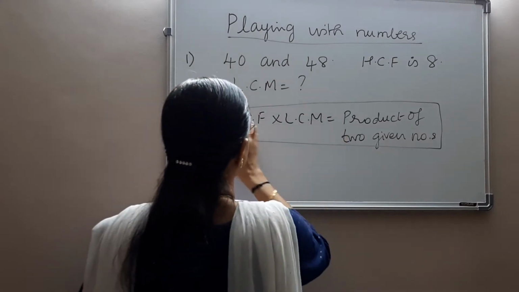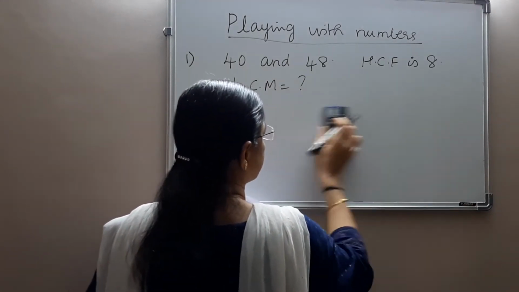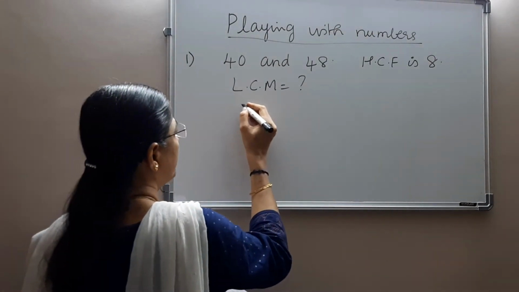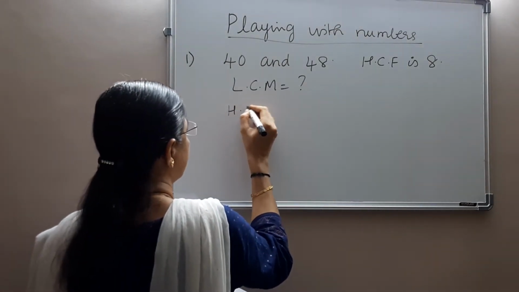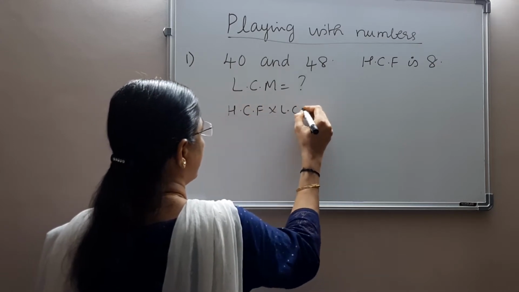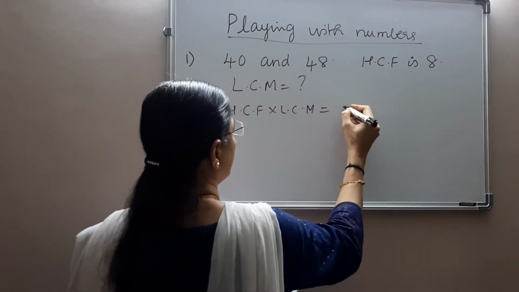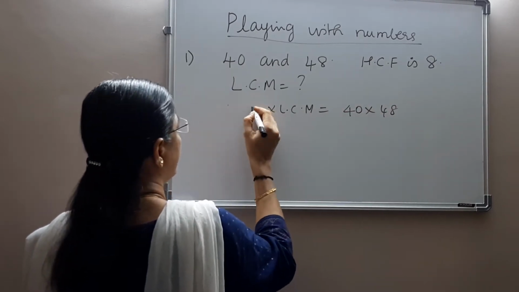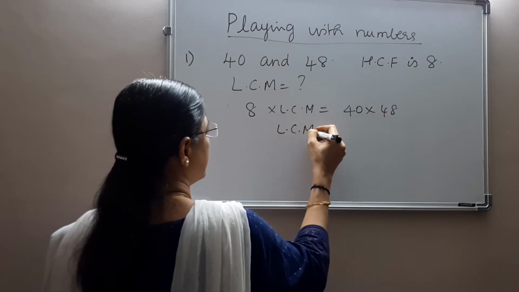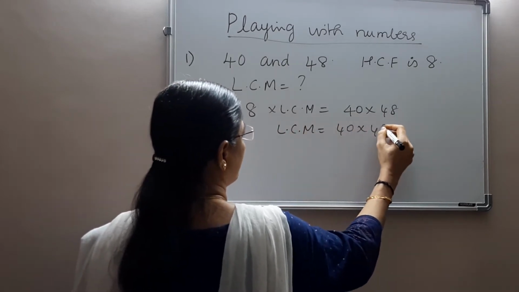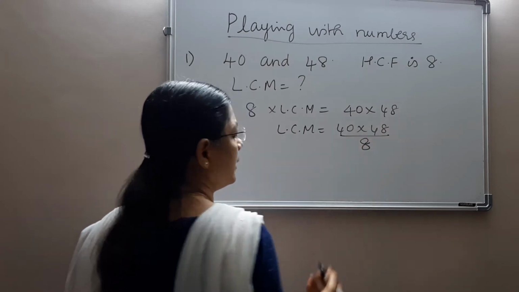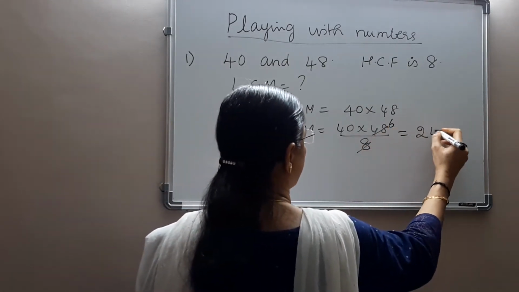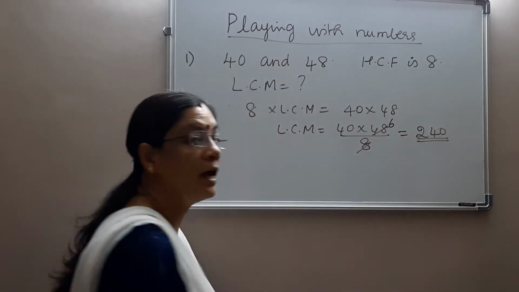So now we are given the HCF and we need to find the LCM by using this formula, isn't it? So how do we do it? The relationship is HCF into LCM is equal to 40 into 48, and for HCF we have 8 here. So LCM is equal to 40 into 48 divided by 8. So 8 sixes are 48, so you have 240 as the LCM.